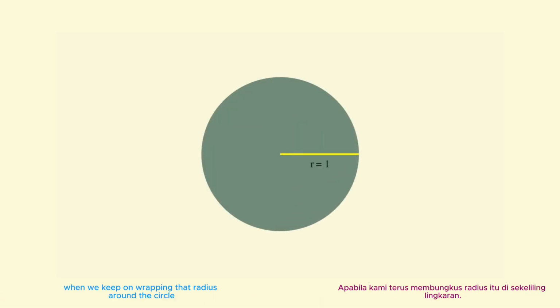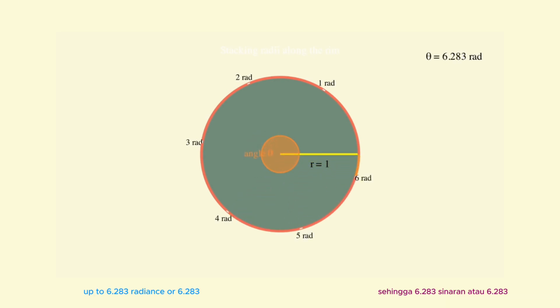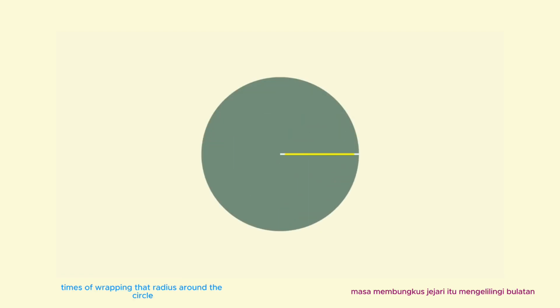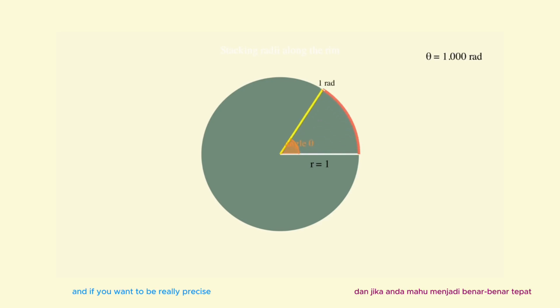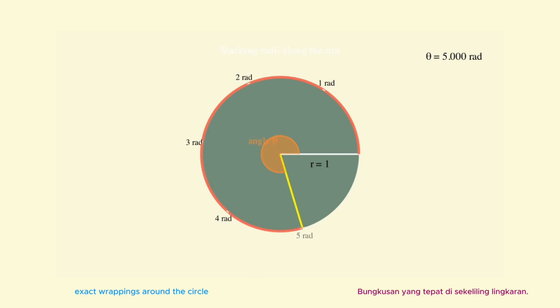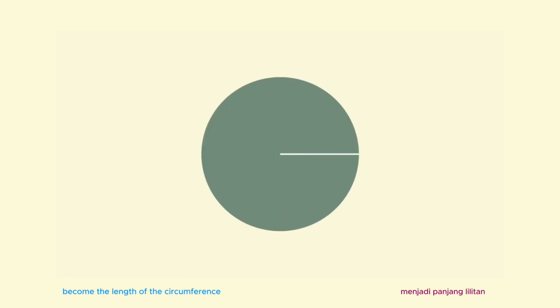In fact, something funny happens when we keep on wrapping that radius around the circle. We wrap it once, twice, 3 times, and so on, up to 6, and just a little bit more, up to 6.283 radians, or 6.283 times of wrapping that radius around the circle. We'll find that it makes a complete revolution. And if we want to be really precise, it actually takes 2 pi exact wrappings around the circle for the radius to completely become the length of the circumference.